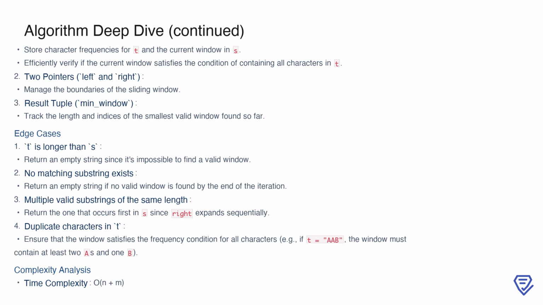To implement this, we use three main data structures. Hash maps, T_count and window_count, track the frequencies of characters in T and the current window of S, respectively. Two pointers, left and right, manage the boundaries of the sliding window. Lastly, the result tuple, min_window, keeps track of the smallest valid window found, storing its length and indices for efficient retrieval. These components work together to ensure the algorithm is both efficient and easy to implement.